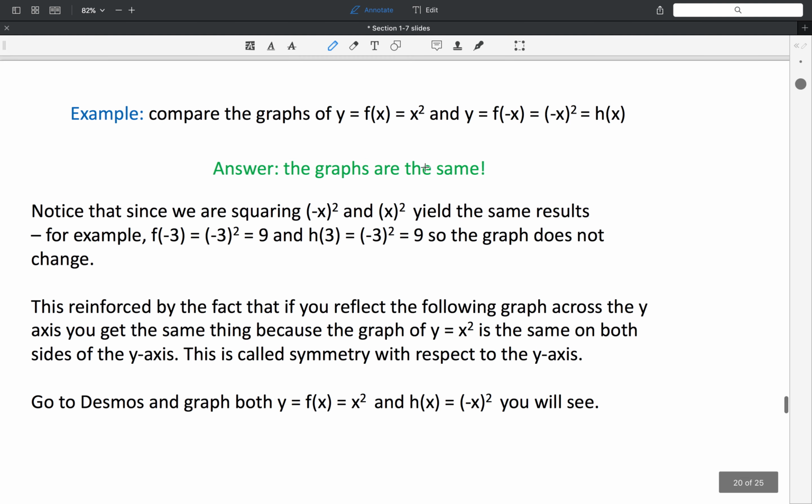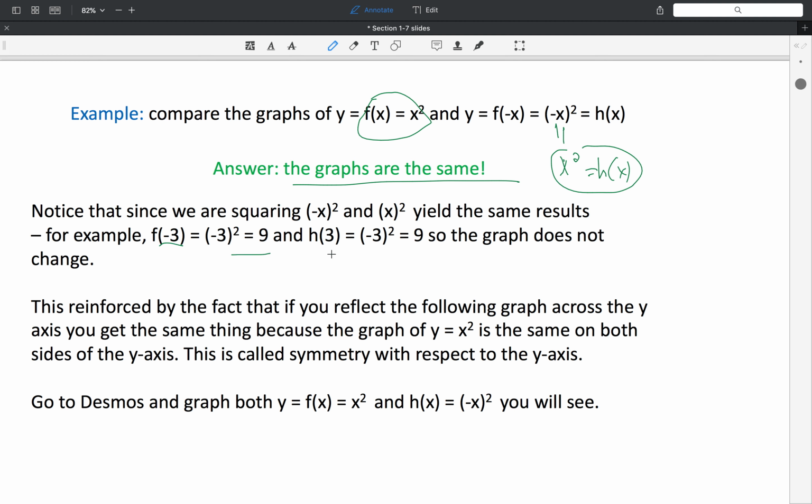Okay, so if you noticed that since minus x quantity squared is the same as x squared, h of x, even though it looked different, is the same as f of x. So in this particular case, the graphs are the same. They don't change.